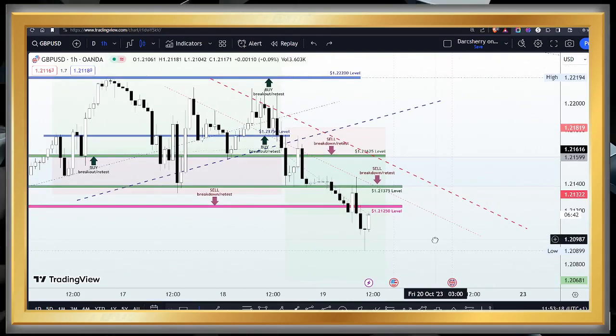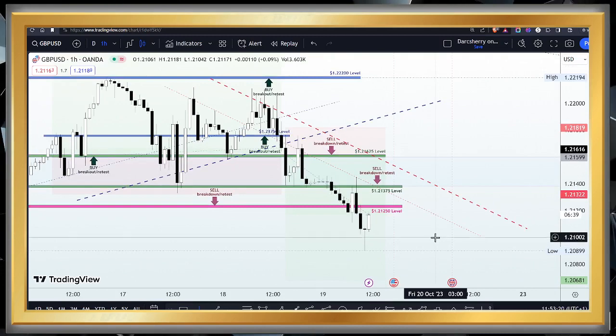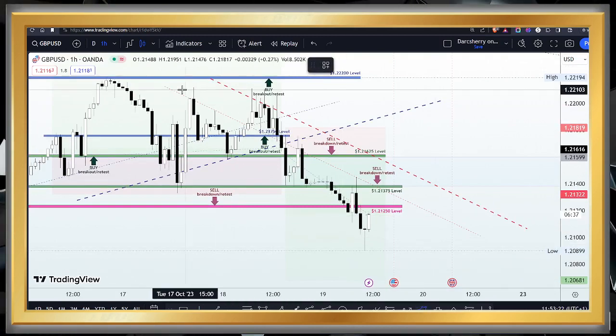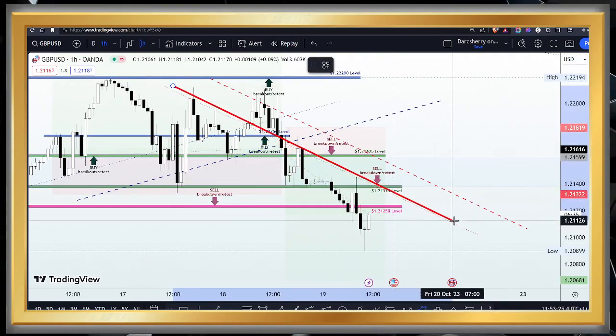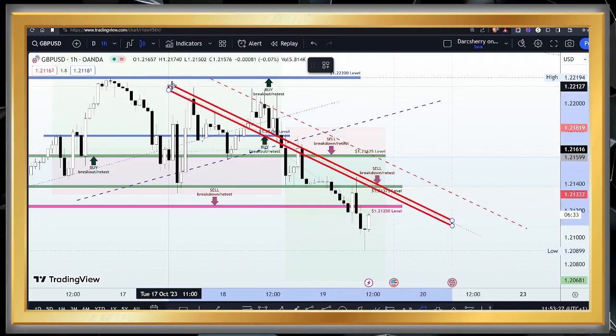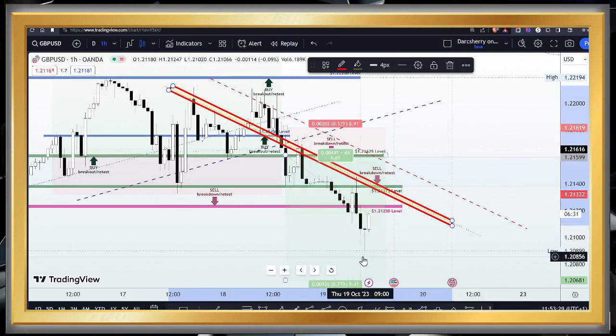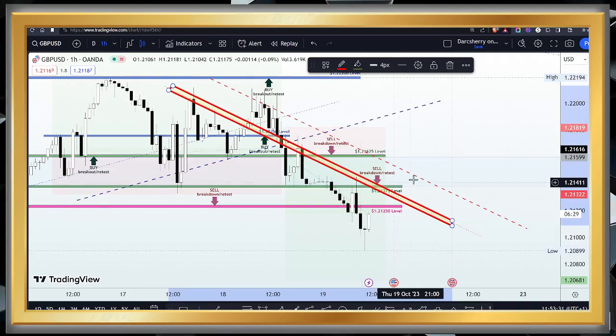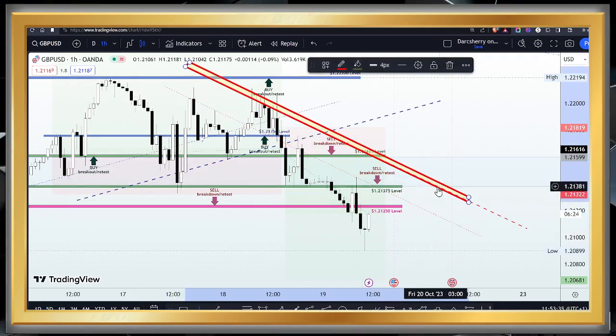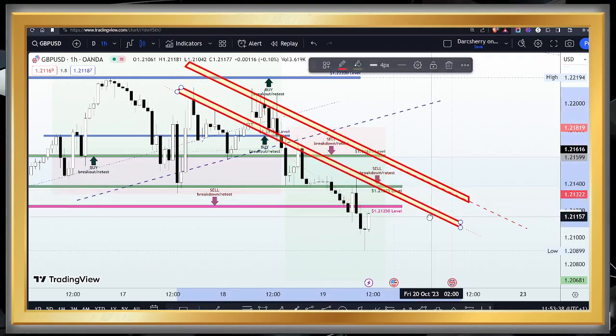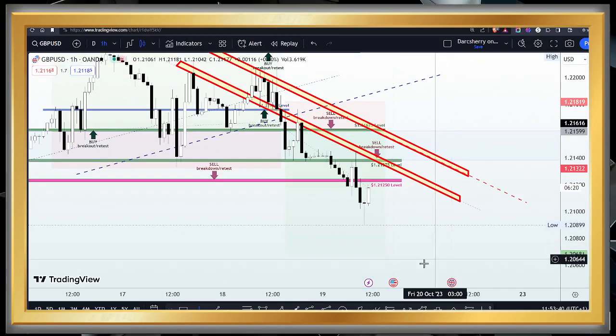But one thing for sure, from a technical standpoint, this descending trend line here is going to be playing a major role in guiding our trading decisions for today. So let's mark this trend line out on our chart, and let's remain bearish if price remains below this descending trend line, and if it breaks out, then we get ready to buy. So we remain bearish on the GBPUSD today.